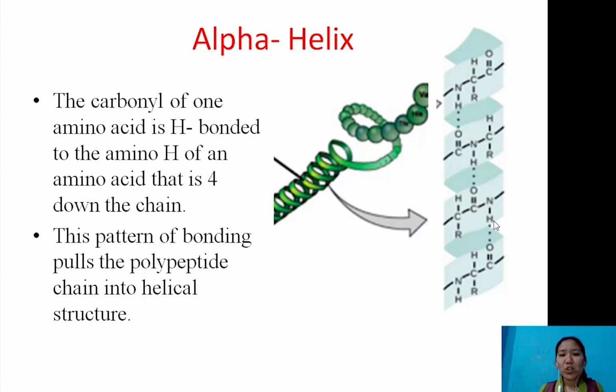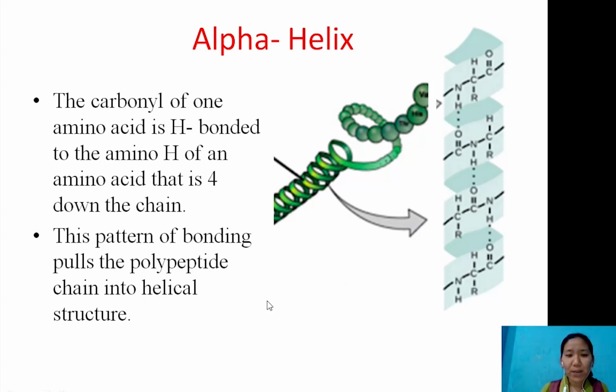This hydrogen bond holds together the H of one amino group and the carbonyl group of the other amino acid. This is one amino acid, this is the next amino acid. If you give a number, this is amino acid number 1, 2, 3, and then this is the fourth amino acid, and so on. So the bond is formed between the first amino acid and the fourth amino acid. There is a hydrogen bond.